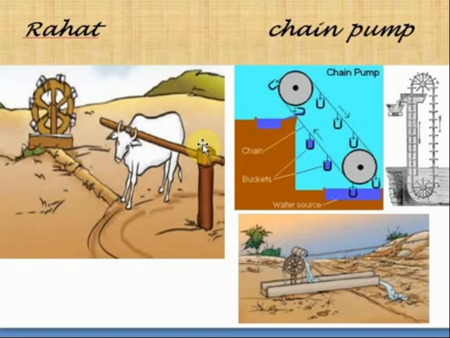Now next we have chain pump. So as you can see here in this diagram, we have a chain and that chain is attached to buckets, and we have a water source. Now in this process the chain rotates, and its buckets collect water and then supply to the crops directly. You can see here in diagrams that we have different buckets that collect water and then supply directly to the crops. Now this process is very easy, but it needs some supplies.